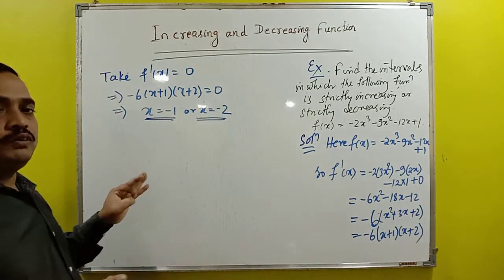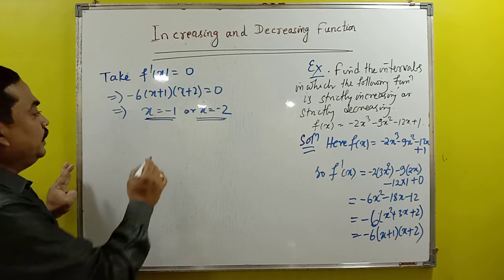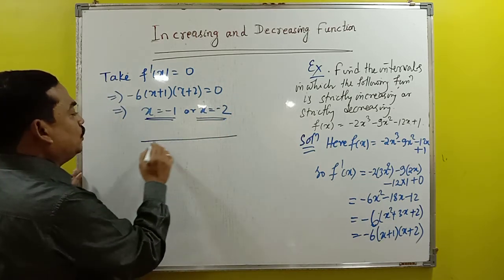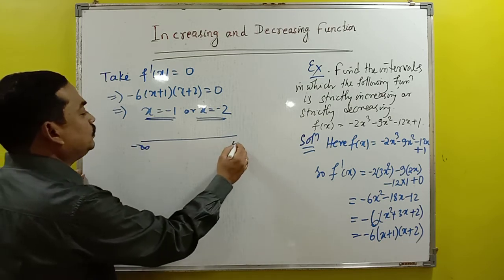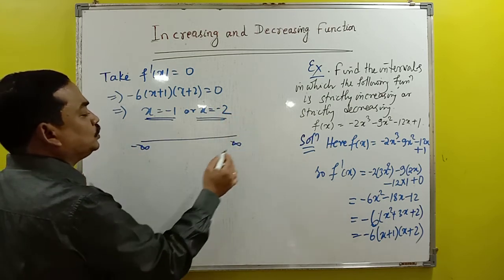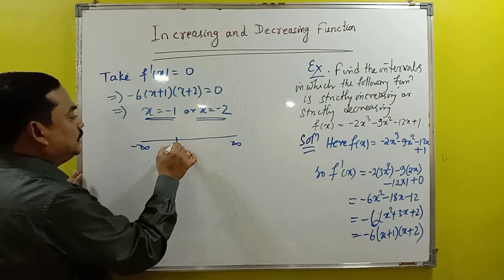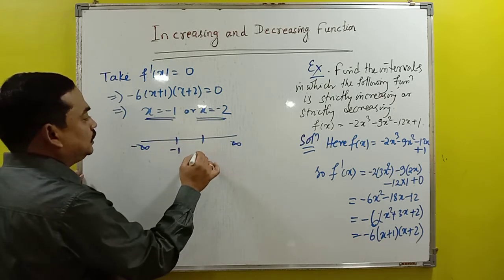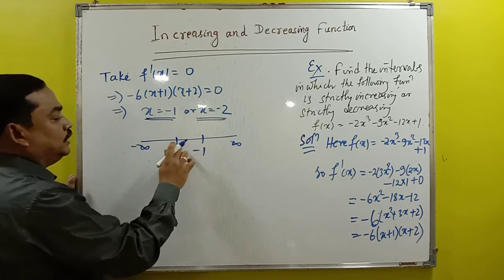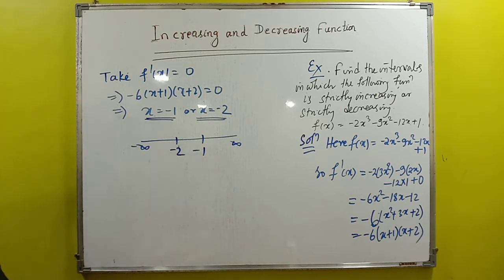Next we have to go for the intervals. What is the interval? Nothing is given. Nothing given means minus infinity to infinity, real numbers, so x belongs to R. Now arrange in ascending order: this is minus 2 first, and this is minus 1. These are the critical points you have got.